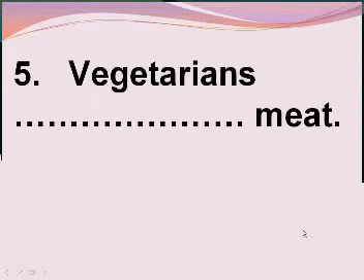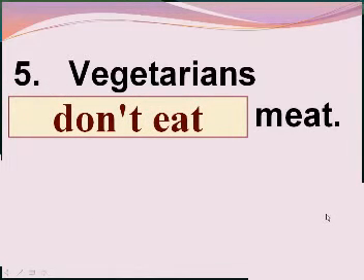Number 5, vegetarians blank meat. Again, I'm defining something or giving a fact, so I need what? Present simple tense, right? And meat here should tell you, of course, that vegetarians don't eat meat. So I should negate this sentence. Vegetarians don't eat meat.